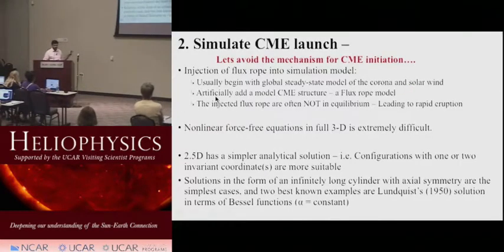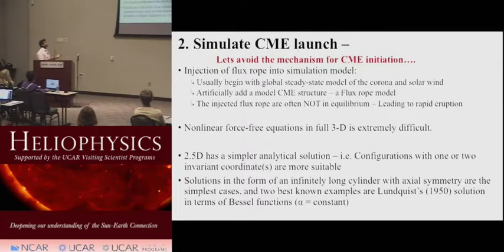Okay. So in summary, let's avoid the mechanism of CME initiation. There's lots of them. Let's just assume that we know what's happening. What insights can we now get, just assuming that the initiation problem is fine? We can look at it from different perspectives. You've got injection of a flux rope into a simulation model. Usually that begins with a general steady state model in 3D of the corona and the solar wind. It's in a steady state, and then you just inject something that you think is a CME or a flux rope.